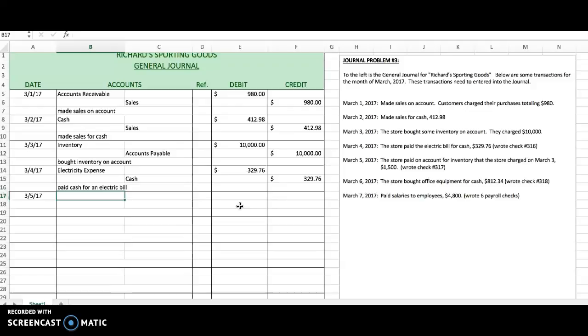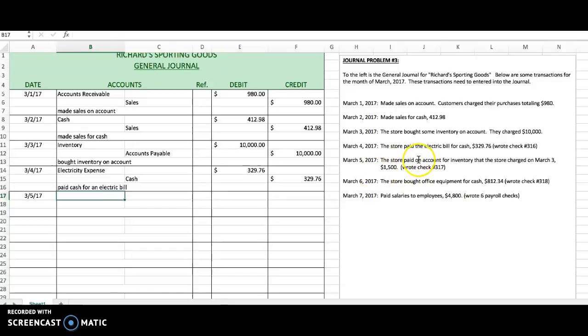Store paid on account for inventory that the store charged on March 3rd. Okay, think about this. Go back to March 3rd, the store bought some inventory on account. They charged it. Now we're paying for part of it. We're paying $1,500. So we're paying money, so cash is going to be involved. Cash went down, so cash would be the credit part.